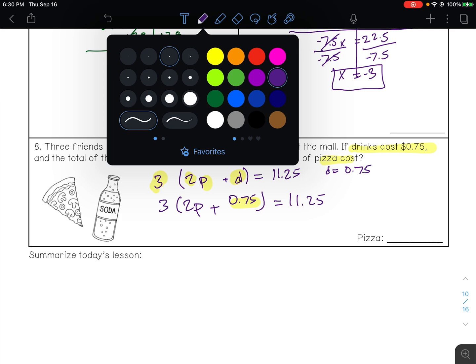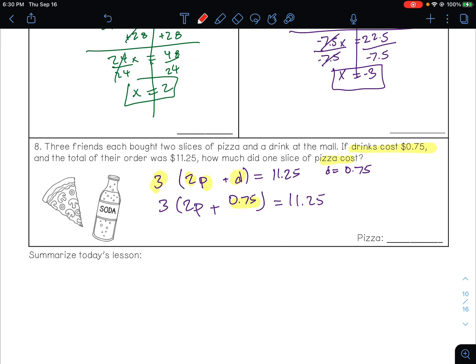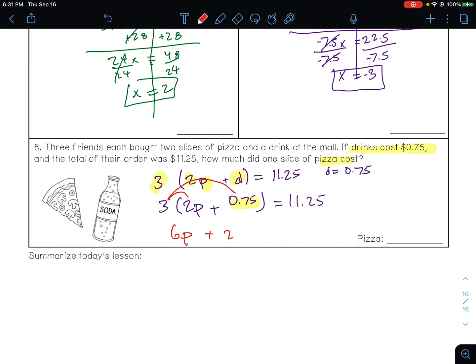Let's go back to red. 3 times 2p, that's 6p. And then now 3 times 75 cents, that is 75 cents, $1.50, and then $2.25, I mean. So that's $2.25 is how much they spent on drinks. Equals 11.25.